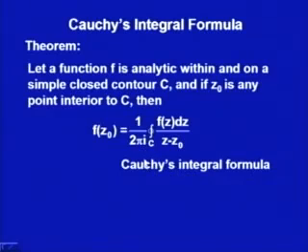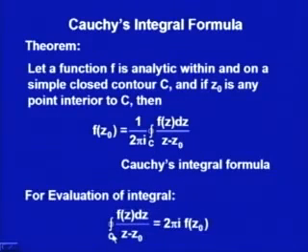Now you see, as I said, this is helpful in the evaluation of integrals, as well as in proving many results. So, for proving theoretical results, we do use the Cauchy integral formula. For evaluation of integrals, we could rewrite this as the integral along the closed contour C of f z upon z minus z naught dz equals 2 pi I times f of z naught.